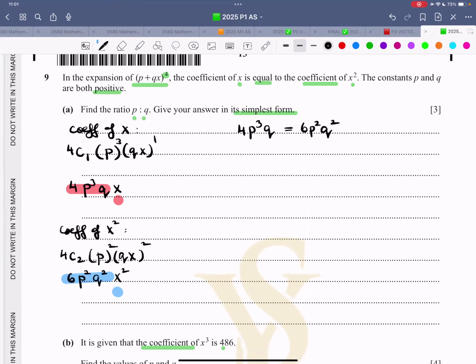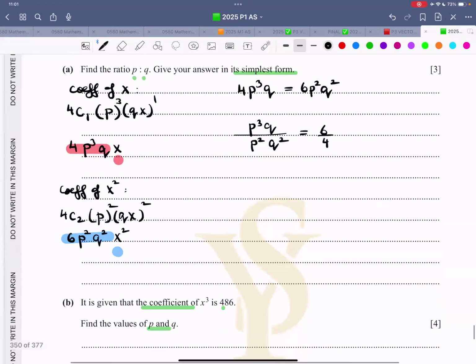Now we need the ratio p is to q. Therefore, p cube q divided by p square q square, that is 6 is to 4. So p square over p, that's p at the top, and a q at the bottom, that is 6 is to 4, that is 3 is to 2. That is the ratio.